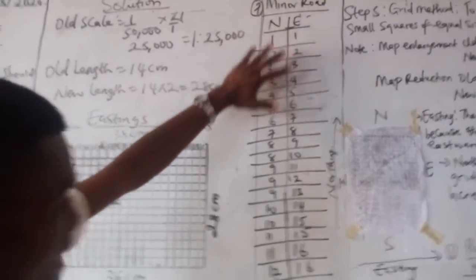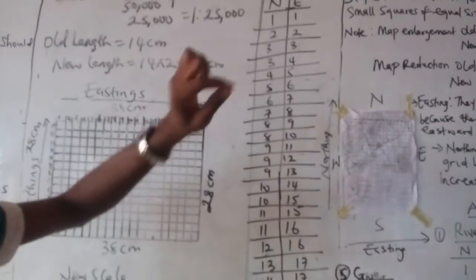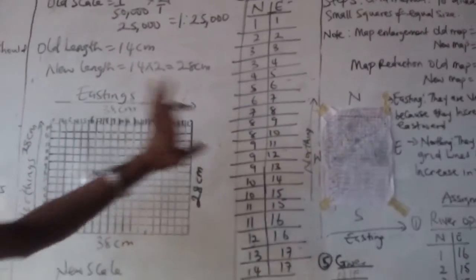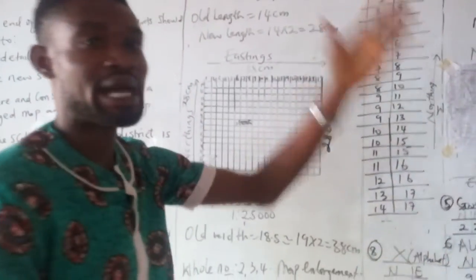Then, follow these numbers. Just follow these numbers. You must get it exactly where it's supposed to be. This is what we call grid reference. So try to maintain that, then you get all of them. So try this thing at home, then you submit it to me.